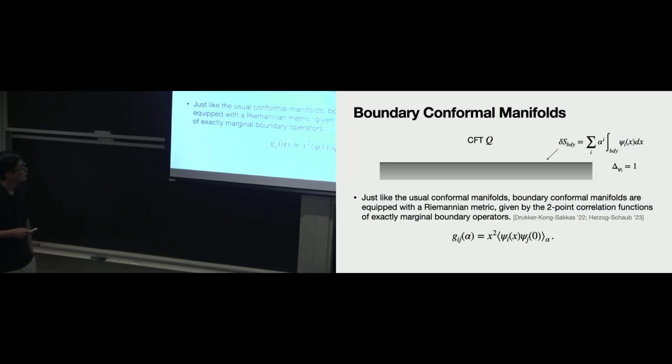Just like the usual bulk conformal manifold, one can show that boundary conformal manifolds are also equipped with a Riemannian metric, again given by the two-point correlation functions of exactly marginal boundary operators.